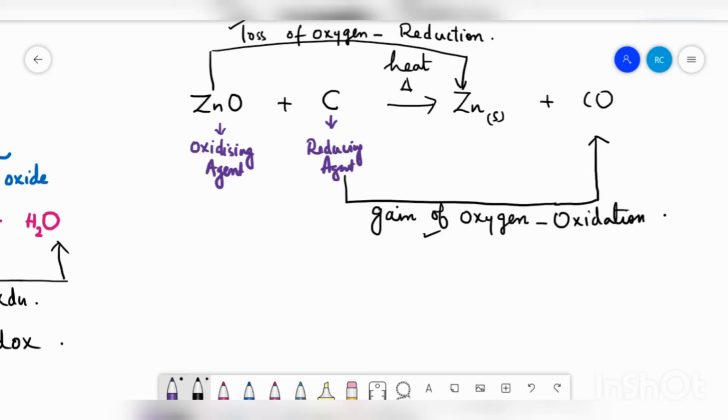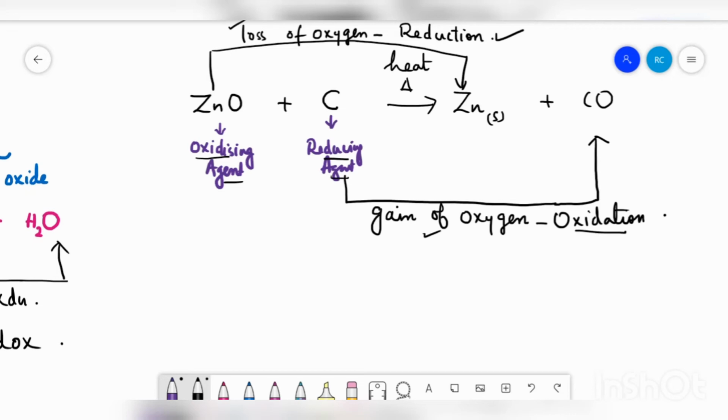And zinc oxide is a substance which provides oxygen, so it is the oxidizing agent. And carbon is the reducing agent. It gains oxygen, so it is a reducing agent. So which means that an oxidizing agent will undergo reduction and the reducing agent will undergo oxidation. Zinc oxide is the oxidizing agent, so it undergoes reduction, and carbon is the reducing agent, so carbon undergoes oxidation.